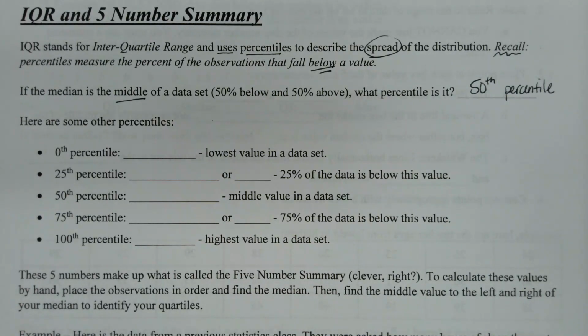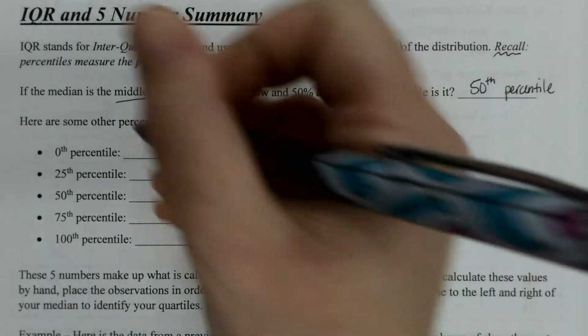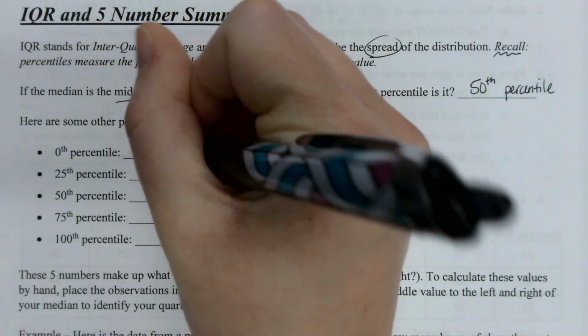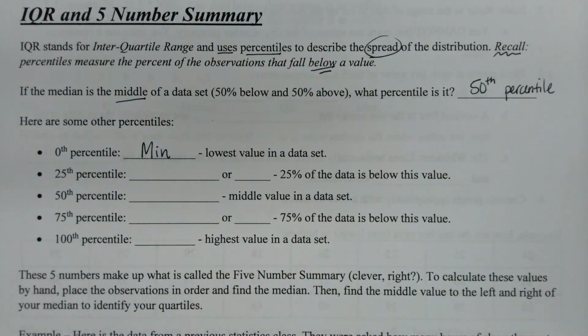Now, when we're looking at some other percentiles, we have our 0th percentile. That is the lowest value in the data set because 0% of our data is below this number. Well, that's just going to be our minimum value, whatever our lowest value is.